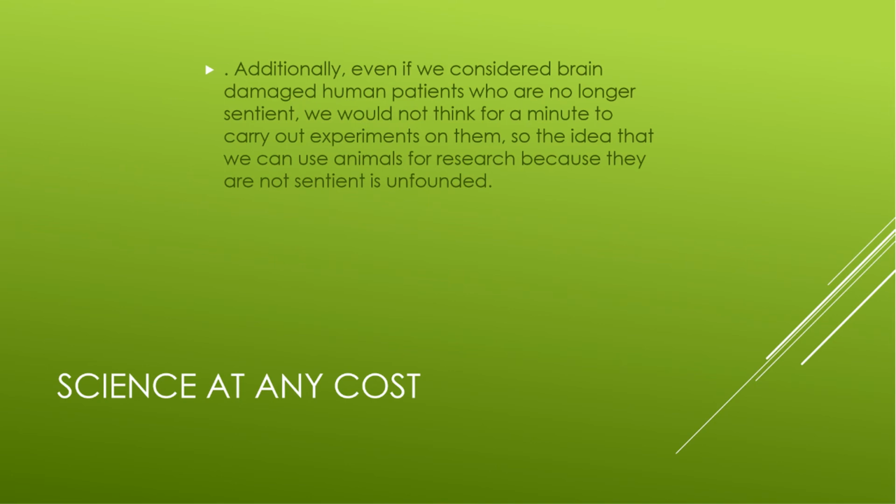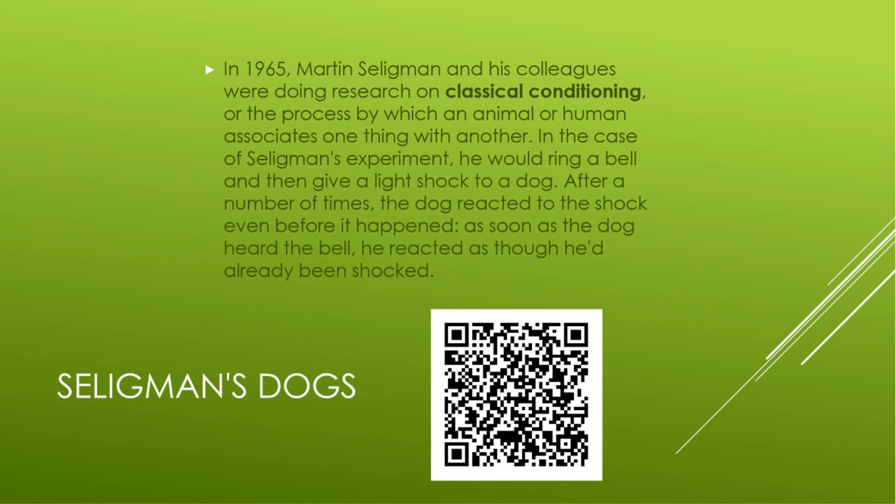An example of this is with Seligman's dogs here. Now, Seligman's dogs is all about learned helplessness. There's a QR there for you just to have a quick scan of. Now, for us, he shocked these dogs. He put them through a lot of pain, and he made them become more timid creatures as a result.